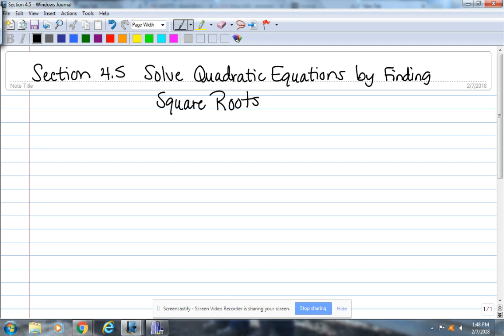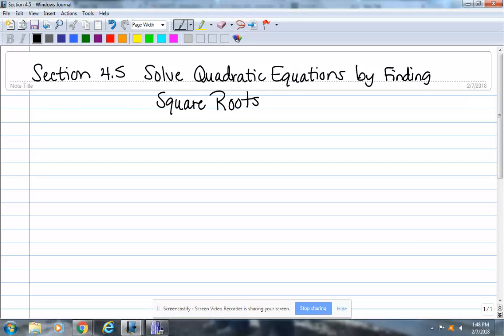All right. So far we have solved quadratic equations by factoring. That's the only way we've done it. So this is going to be another method of solving quadratic equations, and that's by taking square roots. We also have other ways we're going to solve quadratic equations coming up, like the quadratic formula you might remember, and also completing the square.